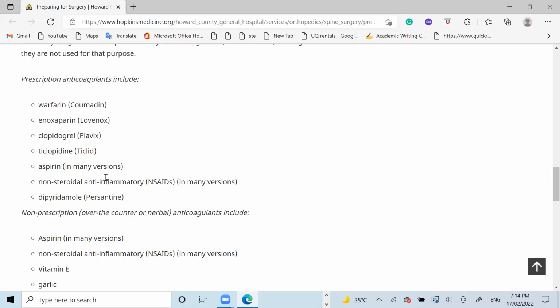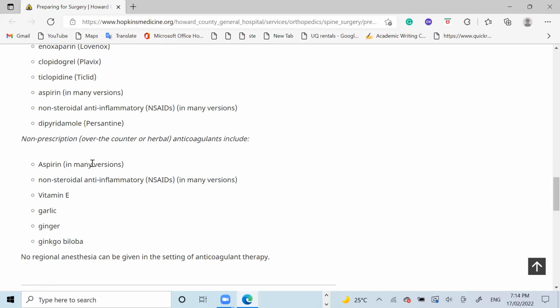Now, these are some of the anticoagulants which are always prescribed by the physician. They cannot be taken by the pharmacist over the counter. There are some of the over-the-counter anticoagulants that have to be asked from the patient, that either are you on aspirin, NSAID of any kind, vitamin E, garlic, ginger, ginkgo biloba. These are the herbs. We have to ask these questions and need to stop these as well.